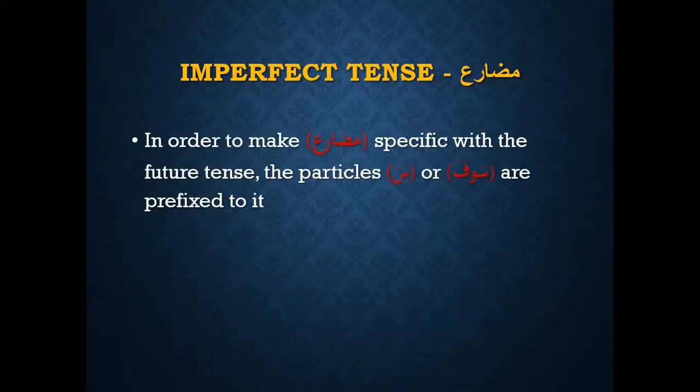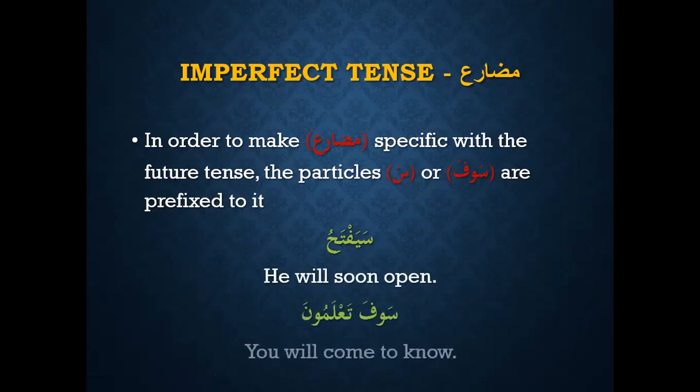If you want to make mudari specific to the future, istiqbal, mustaqbalan, then you have to use either sawfa before it, or sa. So if you say sayaftahu, it becomes mudari, future specific. You can't say now he opens. No, the translation will be he will open, because seen is for the future. Sayaftahu, he will soon open. Likewise, sawfa ta'lamun, you will come to know soon, in the future. You can't translate with seen and sawfa as present anymore. So mudari becomes future specific.